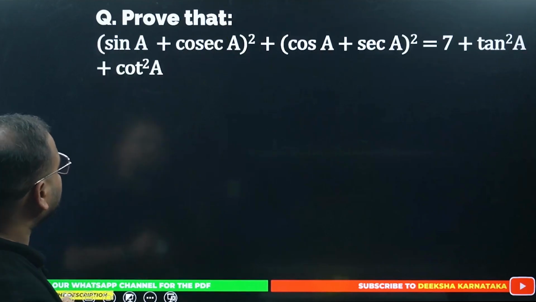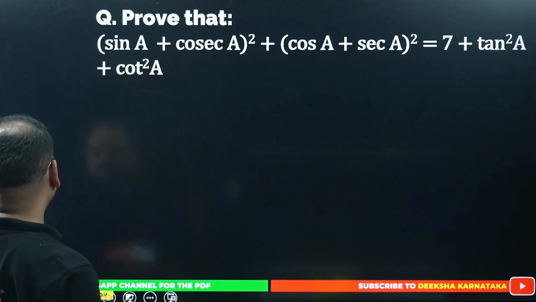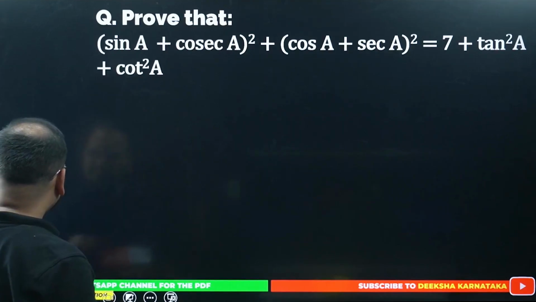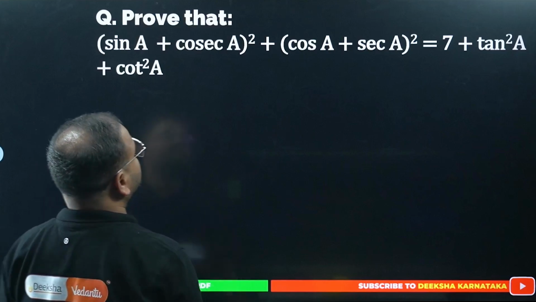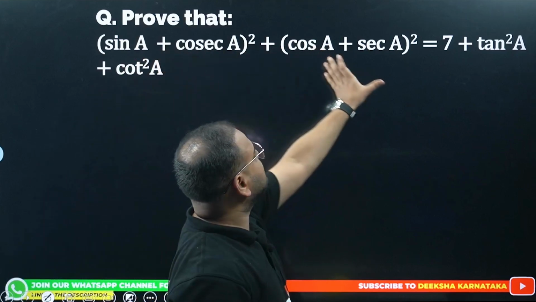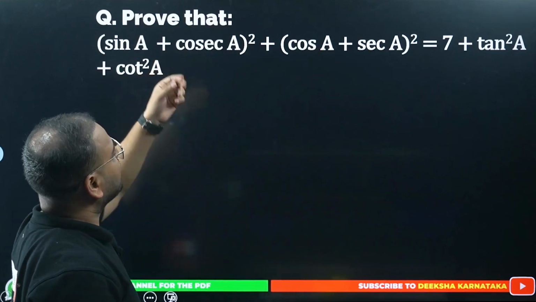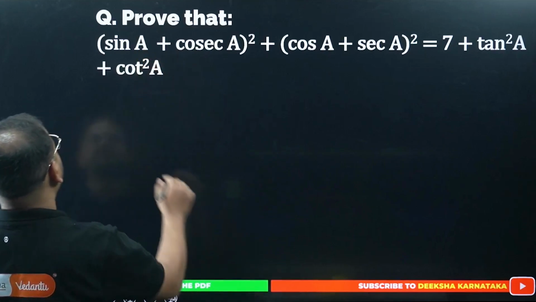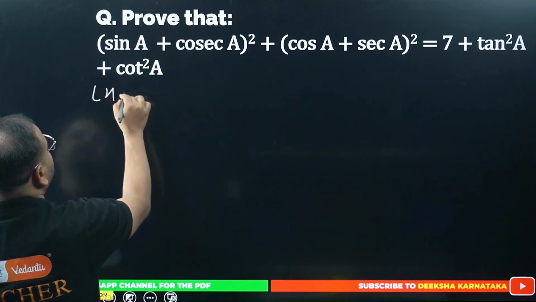Okay. This question is just the opposite of the previous question. The previous one was a little complicated; this is the simplest one ever. I have to prove this square plus this square equals 7 plus tan square plus cot square. Take the LHS and use the (a plus b) whole square formula.